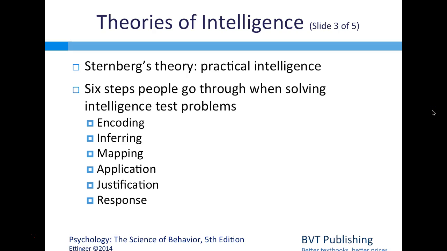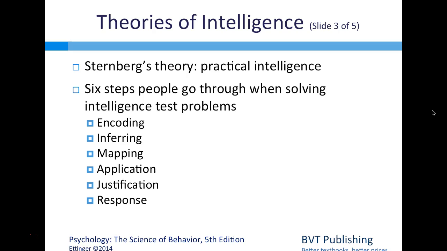Okay, now we're going to talk about Sternberg. So Sternberg's initial approach to developing a theory of what he called practical intelligence focused on how people process information in order to solve problems and deal effectively with their environments. Sternberg conducted a number of experiments to study the steps people go through in solving the kinds of problems typically encountered in intelligence tests. He has identified 6 steps, okay?